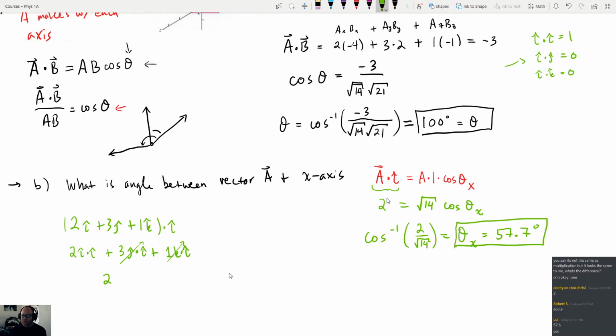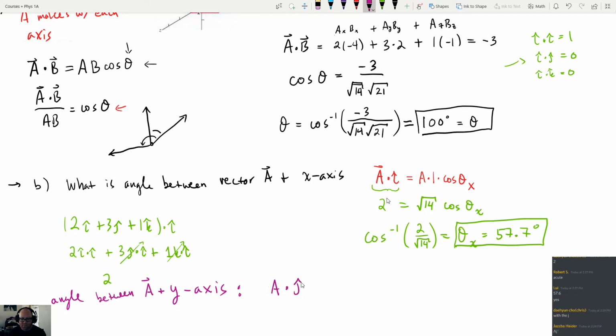If I want to find the angle between A and the y-axis, and please, if you have questions, go ahead and type them in the chat, then I need to do... What do I do? With j hat, exactly. So we'll do A dot j hat. Can you tell me what A dot j hat is going to give us?